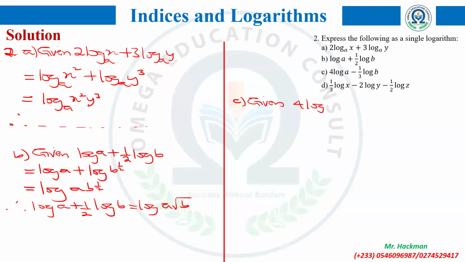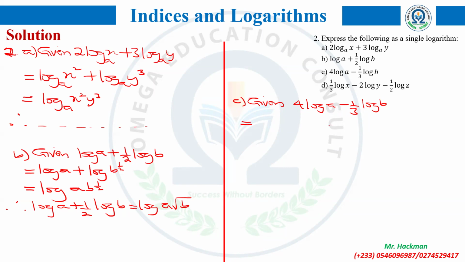4 log A minus 1 over 3 log B. So the base is the same, log base 10, common log. Okay, so it means we can write it as a single log, but you cannot write it directly as a single log because the coefficient of your first one is not 1. The coefficient of your second one is not plus 1 or minus 1. So this is what we are going to do.